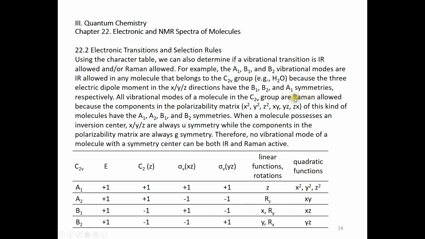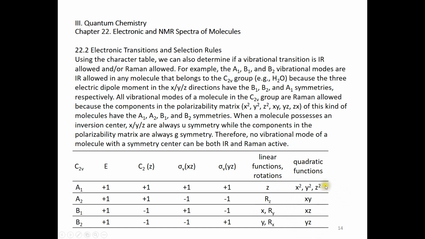To check if it's Raman allowed or forbidden, you look for the second order functions such as x squared, y squared, z squared, or xy, xz, yz. You look for them and see if they are allowed or not. When a molecule possesses an inversion center, x, y, z are always U symmetry, while the components in the polarizability matrix are always G symmetry. All right, so when you have an inversion center, x, y, z are always anti-symmetric with respect to the center.